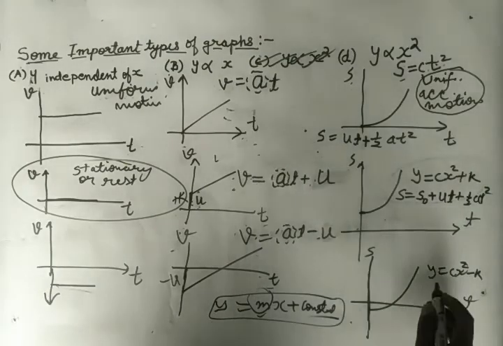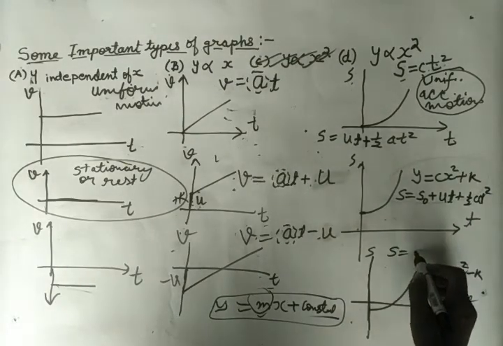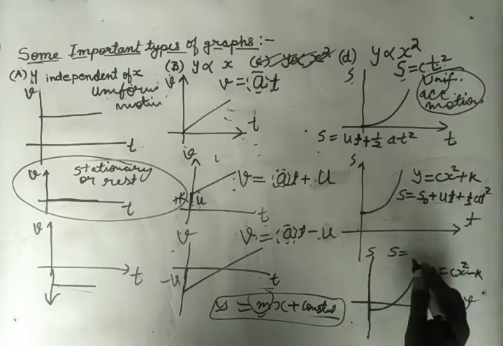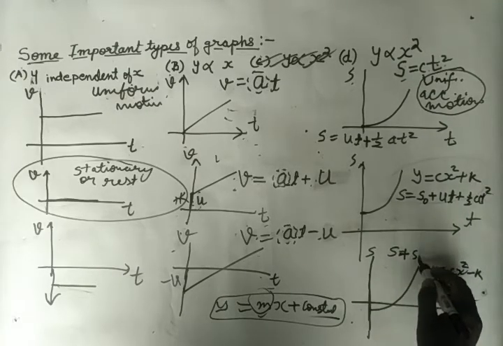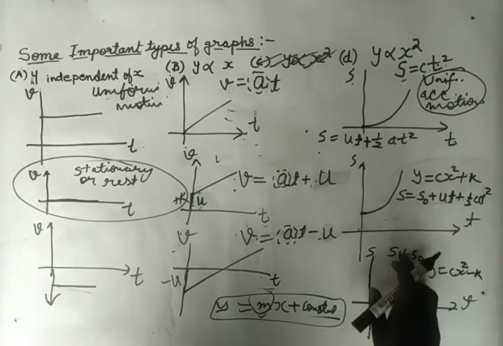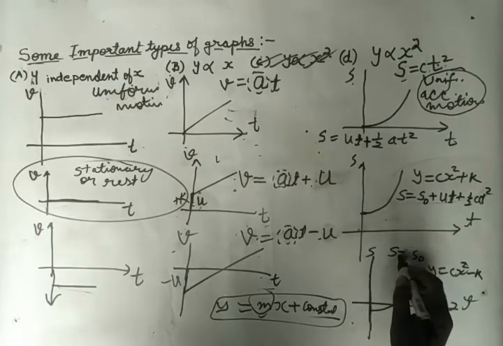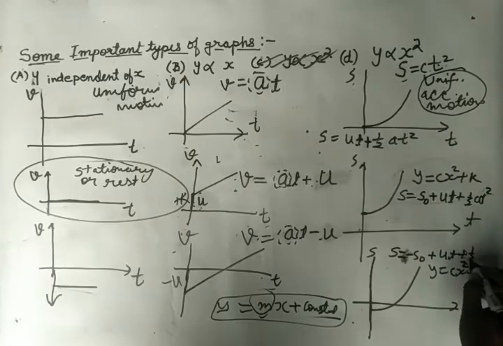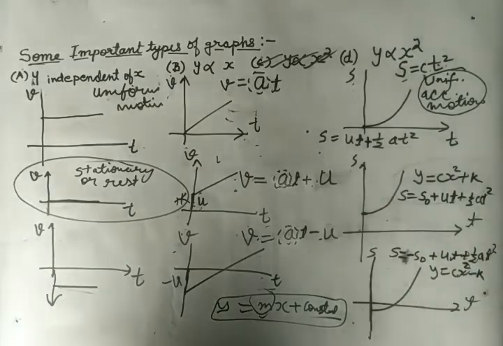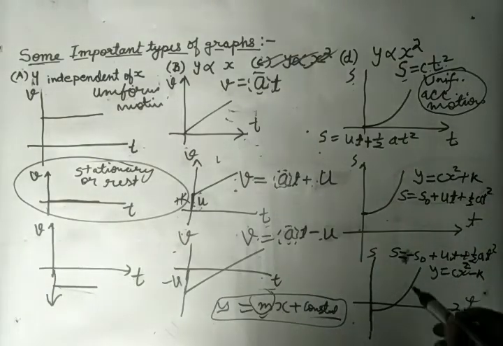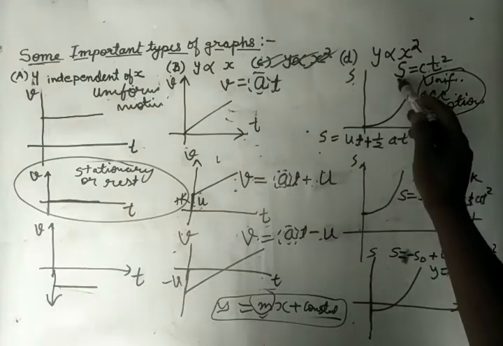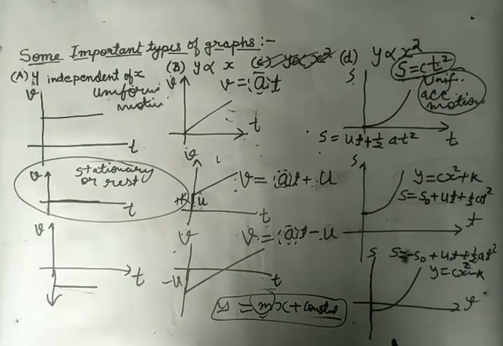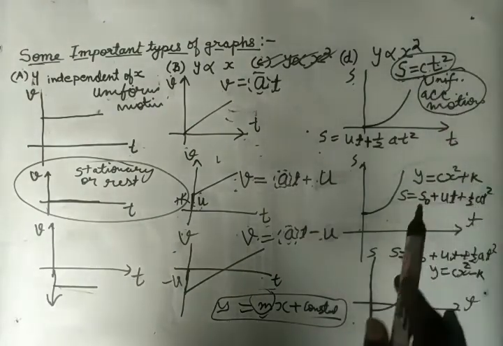And here we can have s equal to minus s naught. So we can say s plus s naught. Oh, it can bring a confusion. So I'm writing it s equal to minus s naught plus ut plus half at square. So if initial velocity is 0, then directly this requirement holds good. This formula holds good.